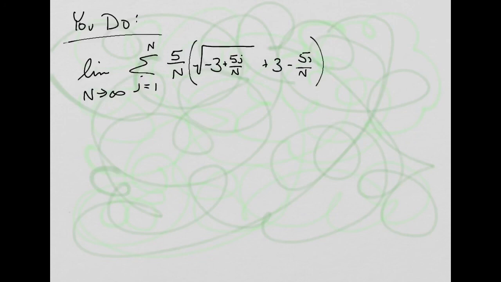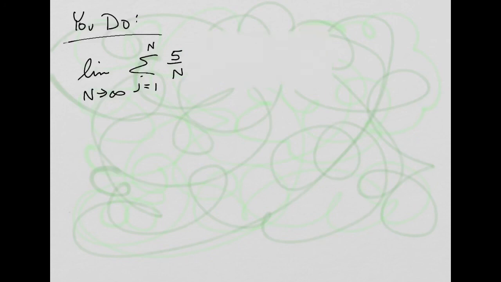So I want you guys to try to do this guy. Actually, oh, no, wait. All right, I didn't like that one. It would be kind of really hard to do. And so let's do this guy. So minus 3 plus 5j over n squared plus 6 minus 10j over n. All right, so this is going to be a little bit of a challenge.